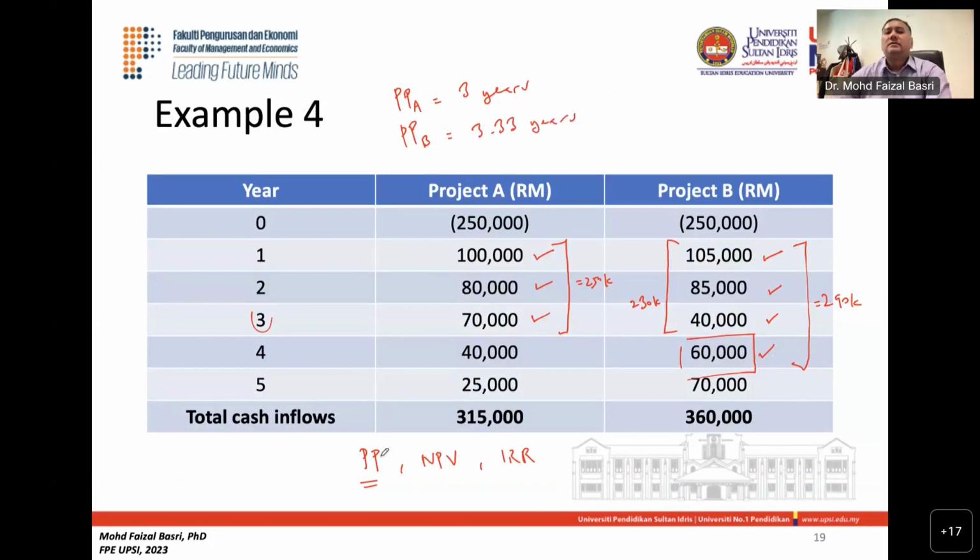Okay, so if we just base it on payback period alone, if we compare project A with project B, which one is better? Obviously, the faster you recover, the better your decision, right? Meaning, the faster you get your money back. So if you rely just on payback period, you're going to choose project A, because project A generated faster returns. We're going to choose project A because we can generate the return faster.